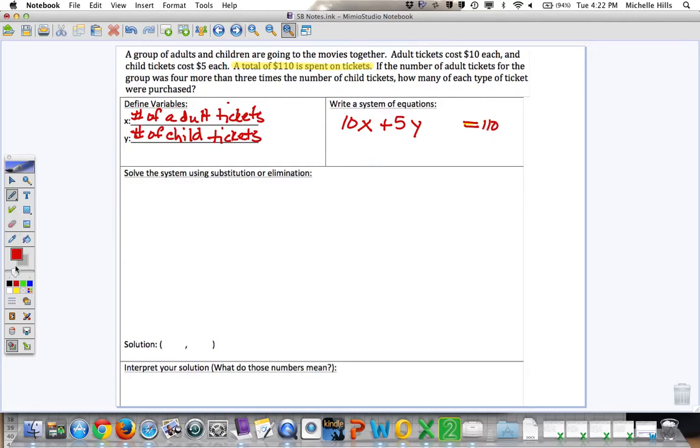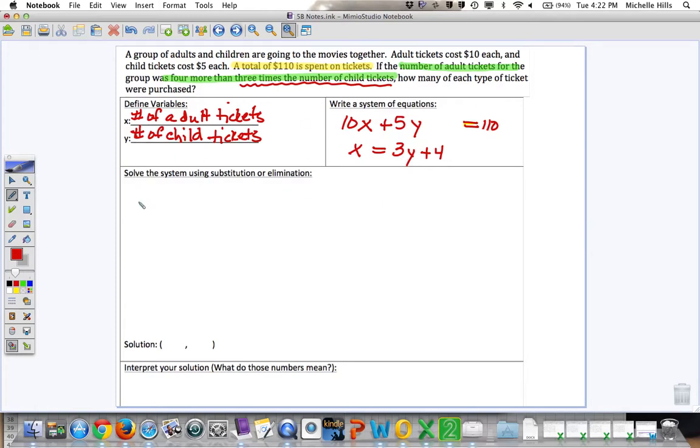The second thing they're going to do, it's either going to be a second total, or it's going to compare the two variables. There is no second total here, but it says the number of adult tickets was 4 more than 3 times the number of child tickets. Okay, we've got to put that into words. The number of adult tickets, x, was, or is, so equals, 4 more than 3 times the number of child tickets. Well, 3 times the number of child tickets would be 3 times y. 4 more than this would be to take this and add 4 to it. If they said 4 less than this, then we'd take this and subtract 4 from it.